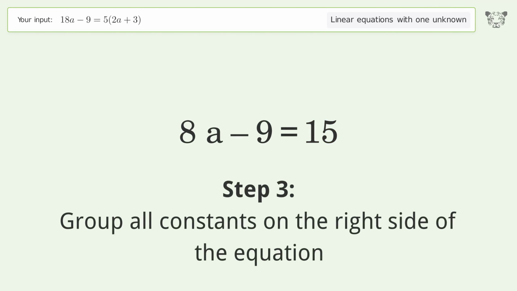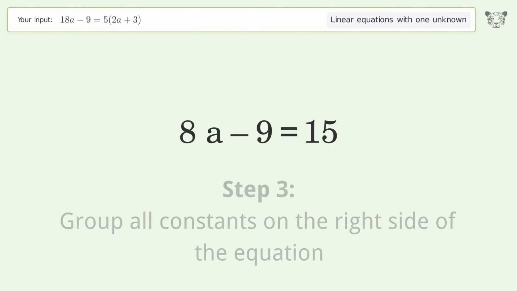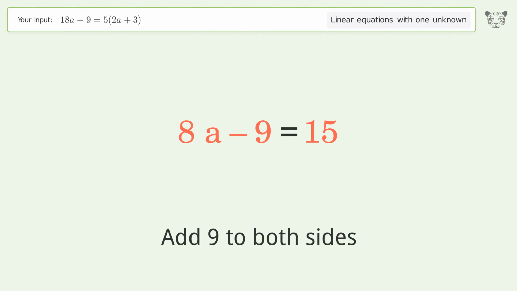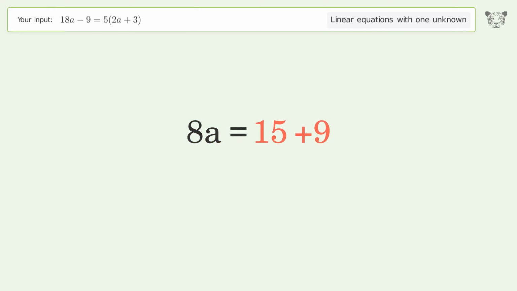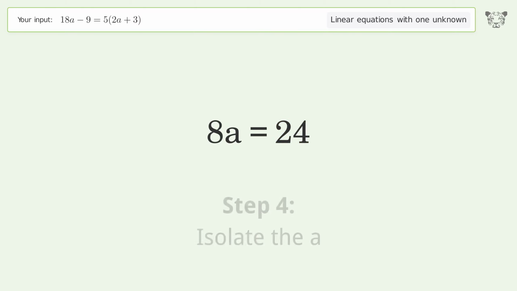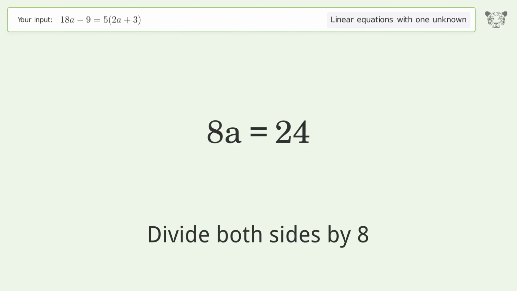Group all constants on the right side of the equation. Add 9 to both sides. Simplify the arithmetic. Isolate the a. Divide both sides by 8.